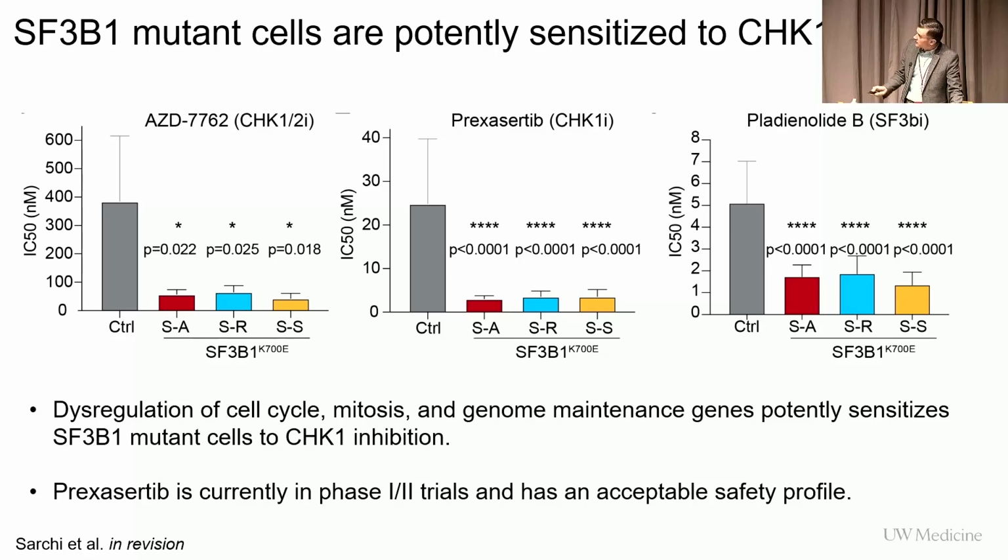One of these is CHEK1 kinase inhibitors. We found that these cells are incredibly sensitive to CHEK1 kinase inhibitors like prexacertib, which has been in clinical trials. I'm including the splicing inhibitor pladienolide B as essentially just a reference, because these have actually made it into humans, into patients. You can see that SF3B1 mutant cells with many different genotypes are incredibly sensitive to these CHEK1 inhibitors.